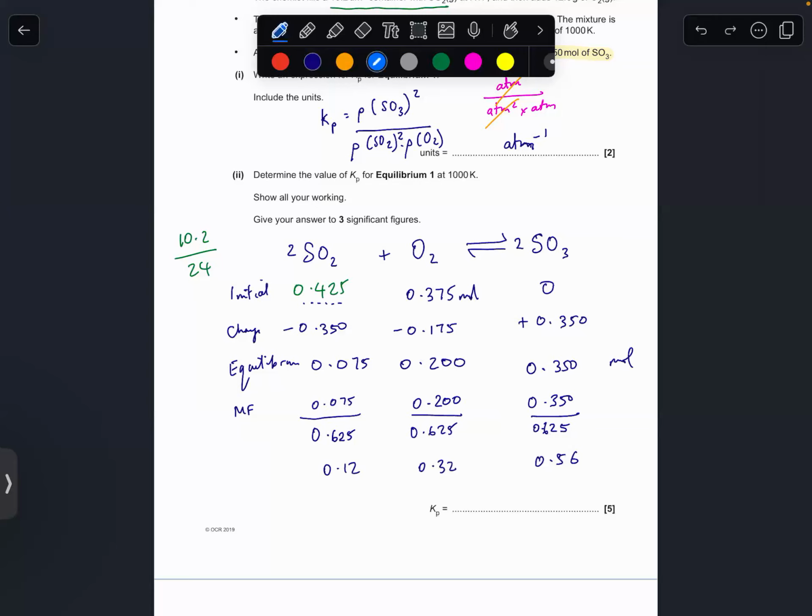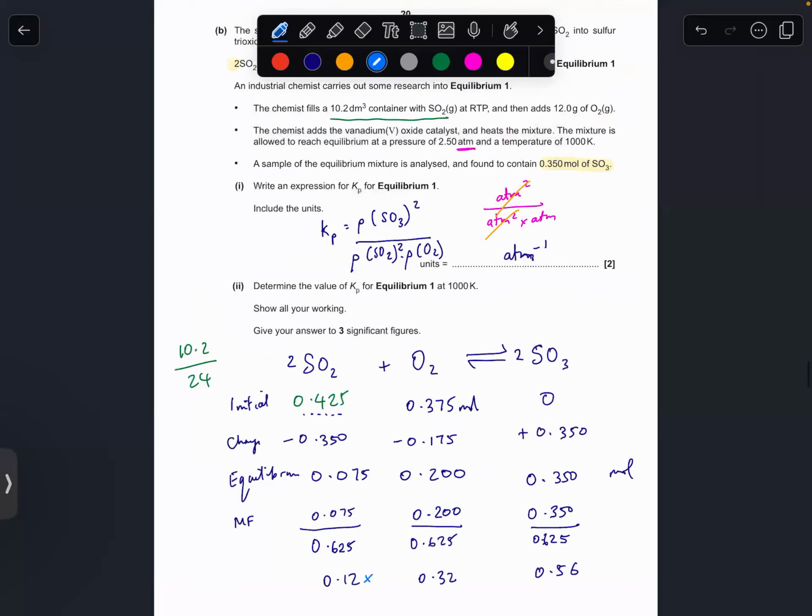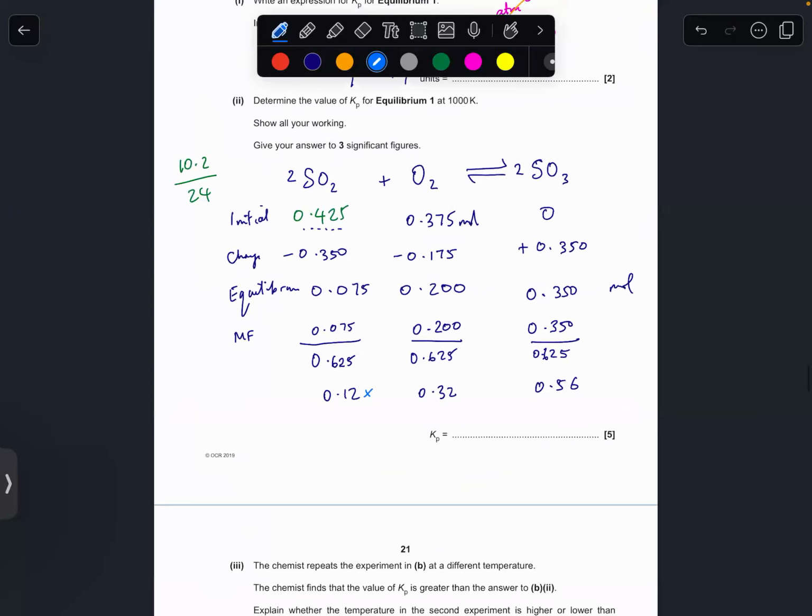And what we now do is multiply all these mole fractions by the total pressure, which is given as 2.5 atm. Let's times all of them by 2.5. And these give you the partial pressures.